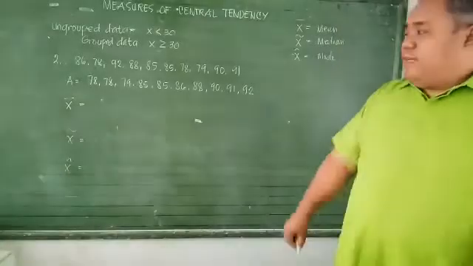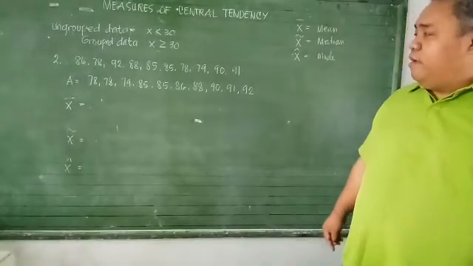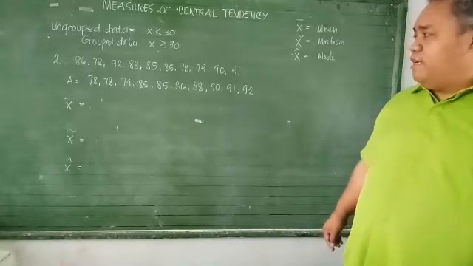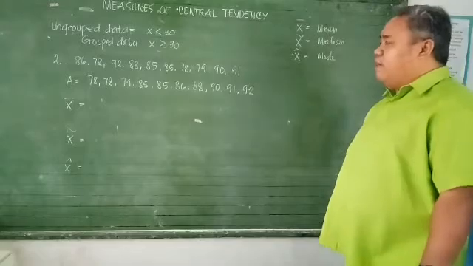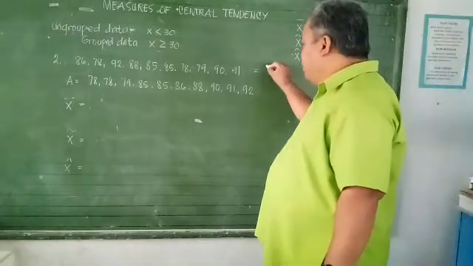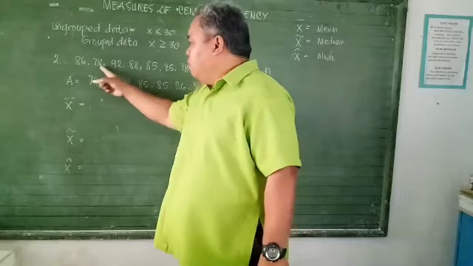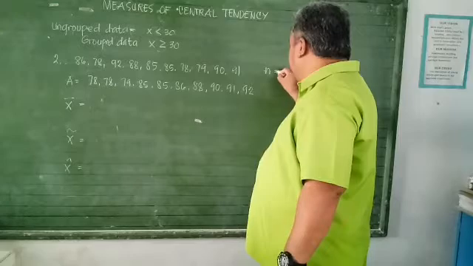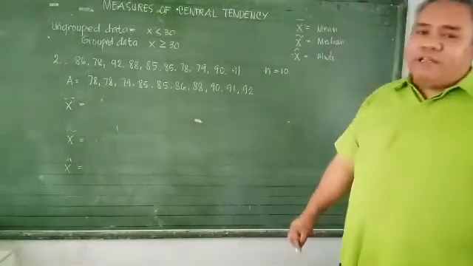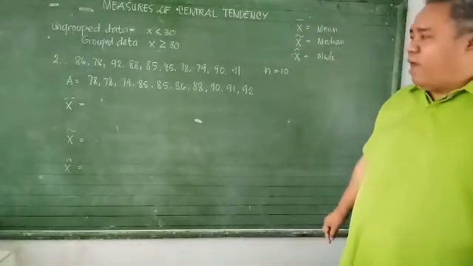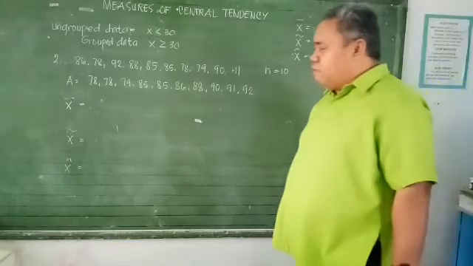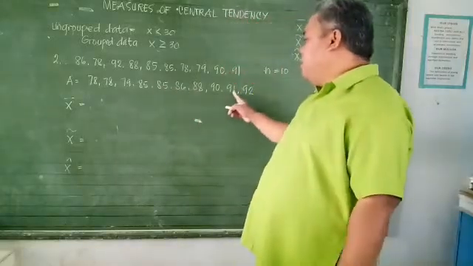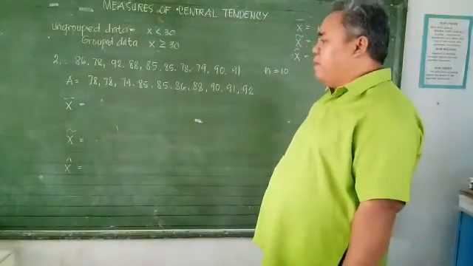Okay, let's have our second example. Again, our data are the following: 86, 78, 92, 88, 85, 85, 78, 79, 90, and 91. So how many data do we have here? Let's count. It's 1, 2, 3, 4, 5, 6, 7, 8, 9, 10. So we have 10, and your n here is 10. And then we're going to arrange the data now from lowest to highest. So if we're going to arrange, it looks like this: 78, 78, 79, 85, 85, 86, 88, 90, 91, and 92. So that will be the arrangement.